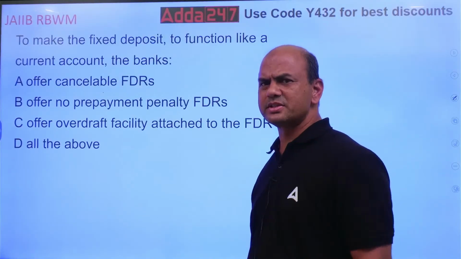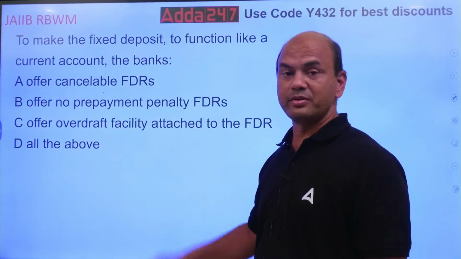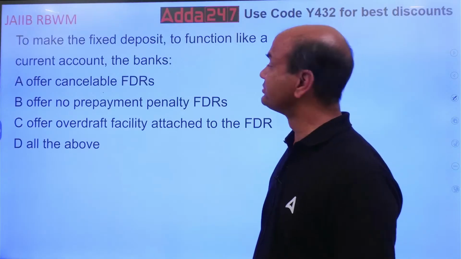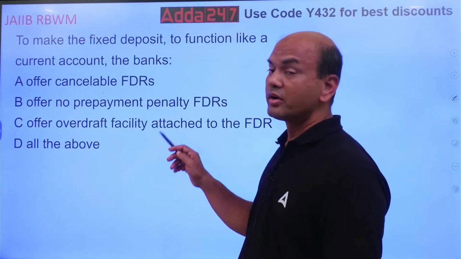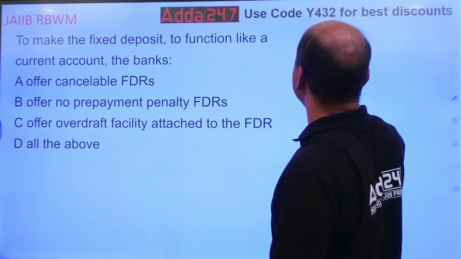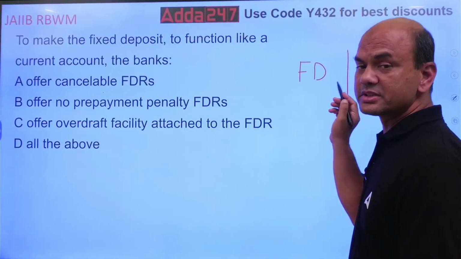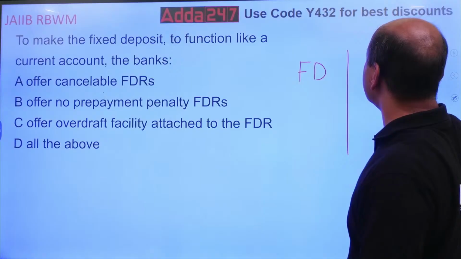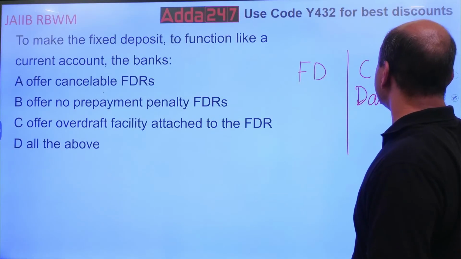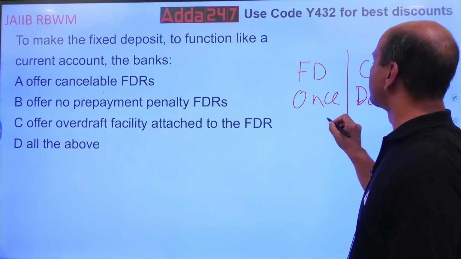Just now we saw one similar question. At that time the answer was all of the above. What will be the answer here? Offer like a current account. So FD will act like a current account. Means I'll be able to use this FD like the current account. But the current account is for daily transactions, and the FD is for once. So how can I mix these two products?